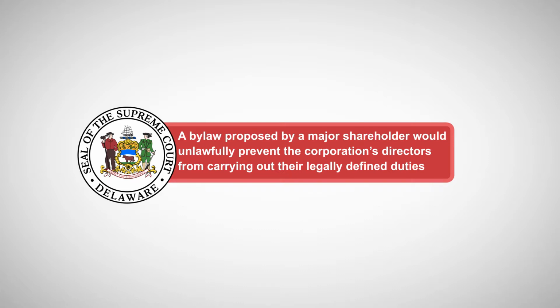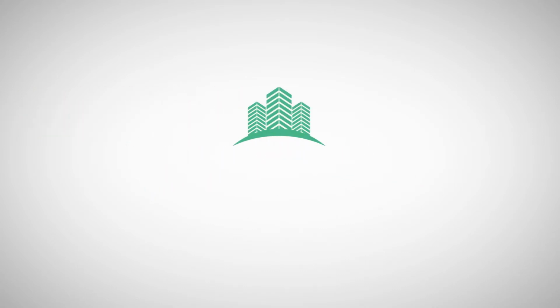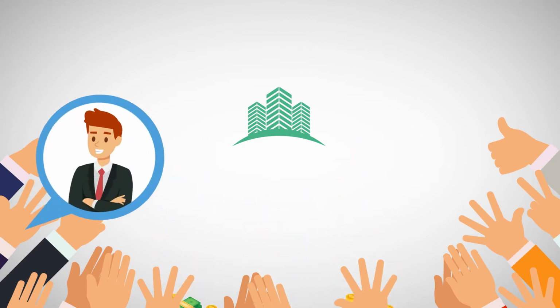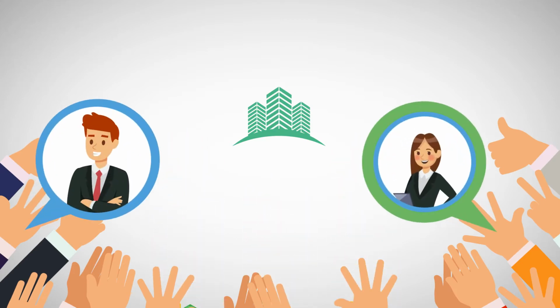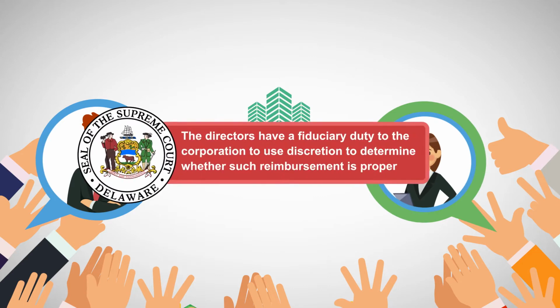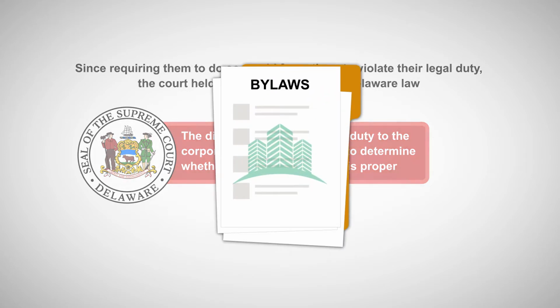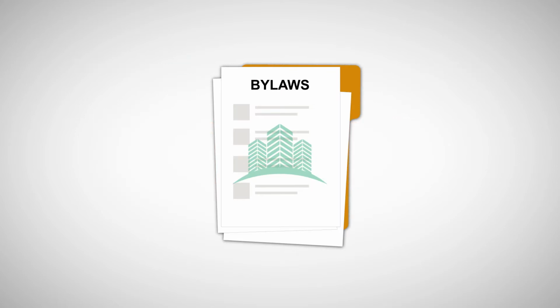The bylaw proposed that the corporation reimburse shareholders for expenses if they nominate candidates for board of directors in a contested election. The court ruled that the directors have a fiduciary duty to the corporation to use discretion to determine whether such reimbursement is proper. Since requiring them to do so would force them to violate this legal duty, the court held that the bylaw violated Delaware law. We have covered some of the most important topics related to corporate bylaws.